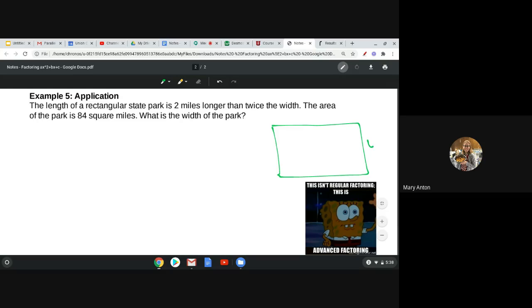All right, we've got the width. The length of the park is 2 miles longer than twice the width. So that means twice the width we can represent by 2w. And 2 miles longer, that means that our length is really just 2w plus 2. It's 2 miles longer than twice the width. And the area is 84 square miles.